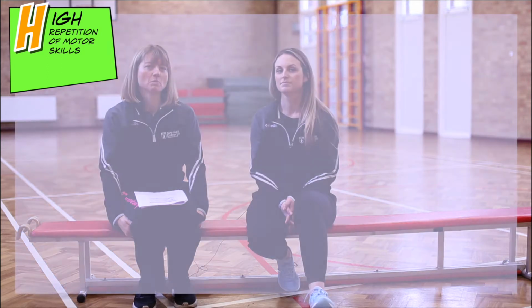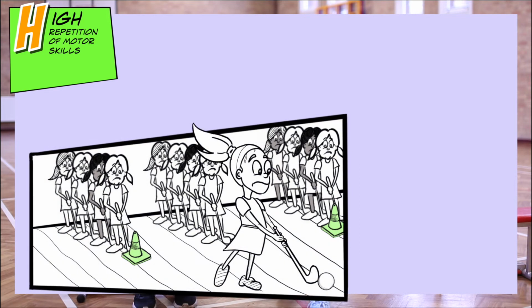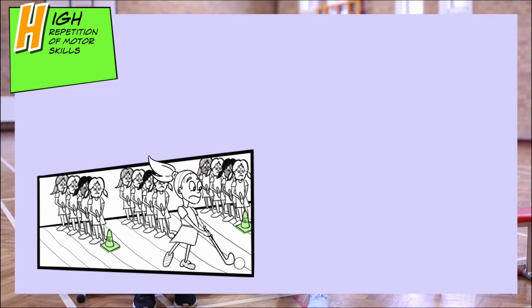High repetition of motor skills provides children with opportunities to practice their motor skills so that they become more competent in their movement. In physical education lessons, it is common practice for children to queue and to wait for their turn because of how the learning environment is organised. This does not happen in lessons in classrooms, therefore it should be avoided in physical education lessons.